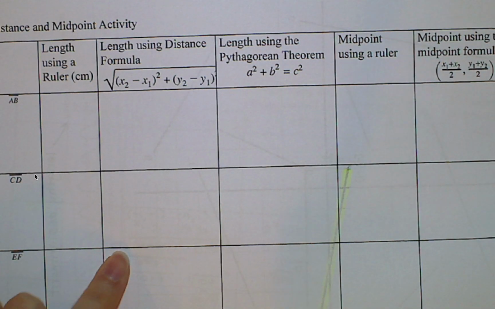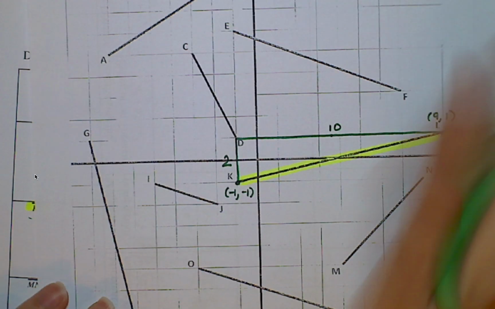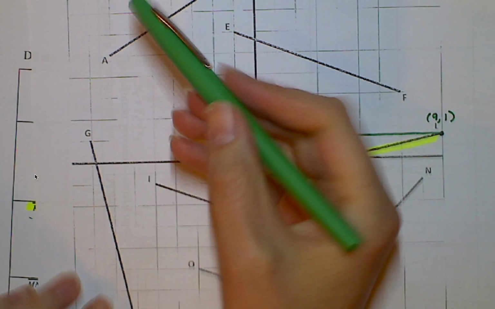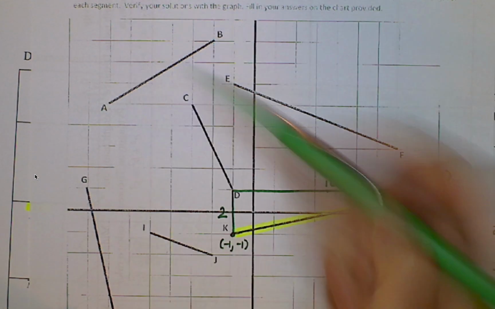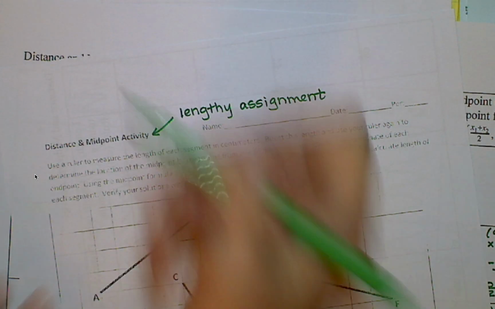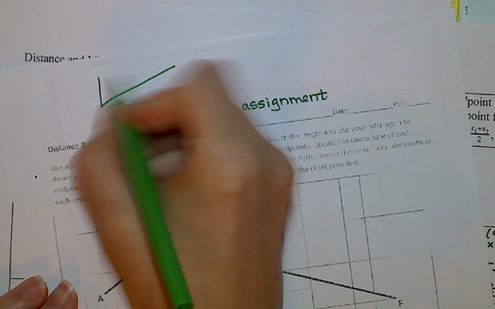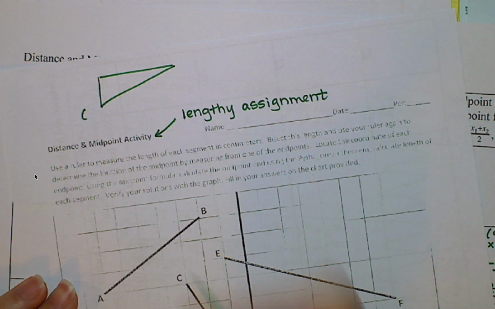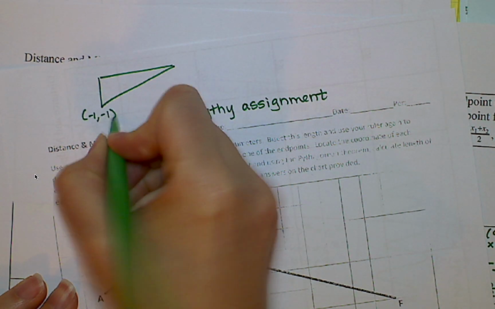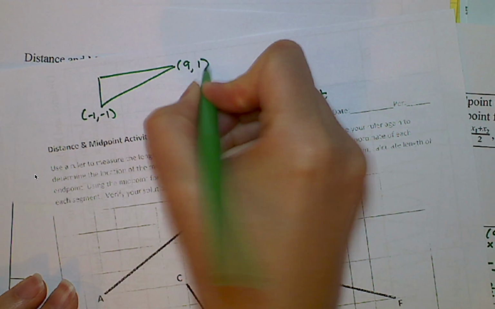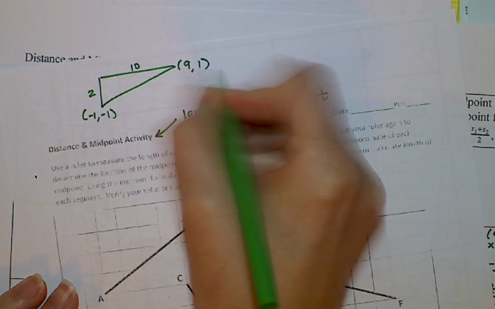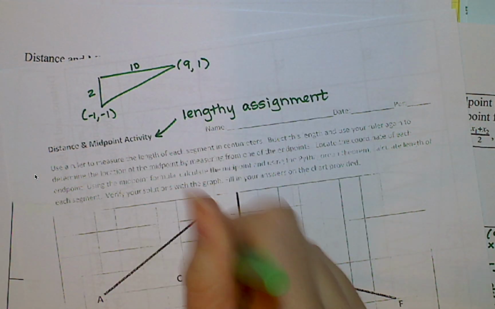Now let's say you don't have a printer and you cannot print these off. If you don't have a printer for this, then you can just draw in the picture. So you would, on a separate sheet of paper, just draw the right triangle, and you would have the point -1, -1, and you'd have 9, 1 here, and you'd put 2 and 10, and then that would count as your picture for this specific part.